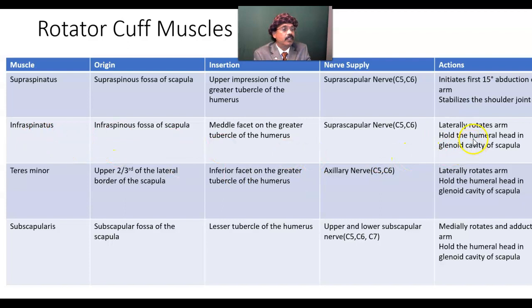Infraspinatus laterally rotates the arm and holds the humeral head in the glenoid cavity of the scapula. Teres minor, again, laterally rotates the arm and holds the humeral head in the glenoid cavity of the scapula. Subscapularis, look at that, rotates the arm medially. Again it stabilizes the shoulder joint, or glenohumeral joint, holding the humeral head in the glenoid cavity of the scapula.